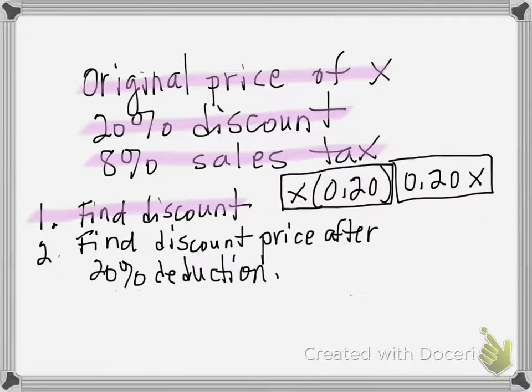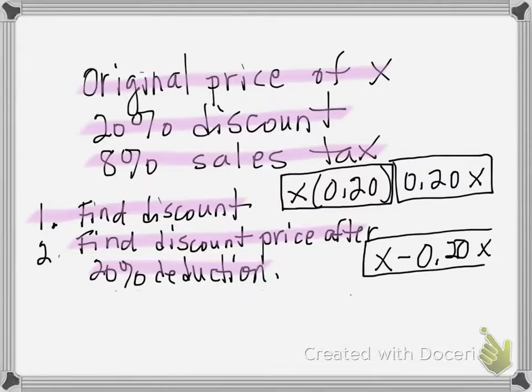Now, in order to find the price after the 20% deduction, my expression might look like this: X, which is my original price, minus 0.20x. This could be how I would find my new price. My new price is my discount price. How I find that is by taking x, the original price, and then subtracting away the discount, which is 0.20x.